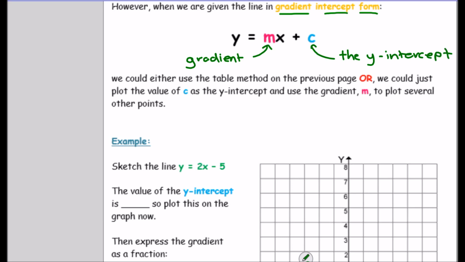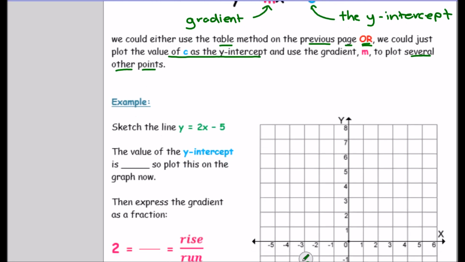So as I was just going on about, we could either use the table method on the previous page, x-intercept, y-intercept, or in this form, we can plot the value of the y-intercept first, and then use the gradient, m, to plot several other points. So below I'm going to point out how you can do that.